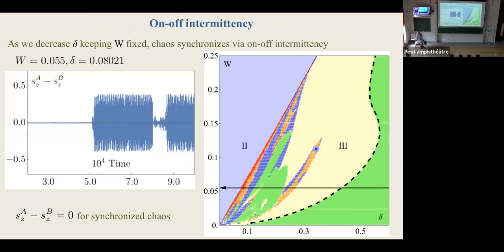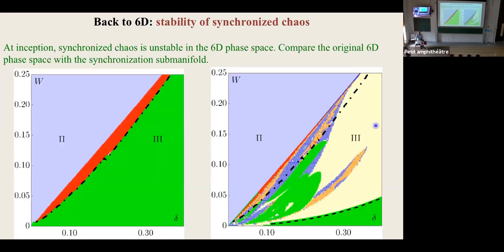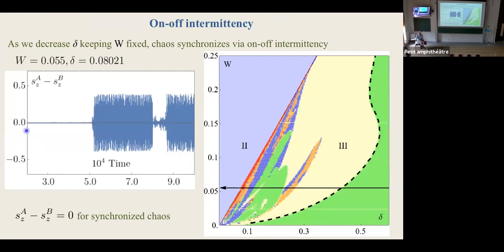So let's look at, for example, SZA minus SZB. For synchronization, this is going to be 0. So we are going along this arrow, somewhere here, after that dotted dashed line. What we see is that it's 0 for a while, but then there is an outburst. And then again, it's close to 0.